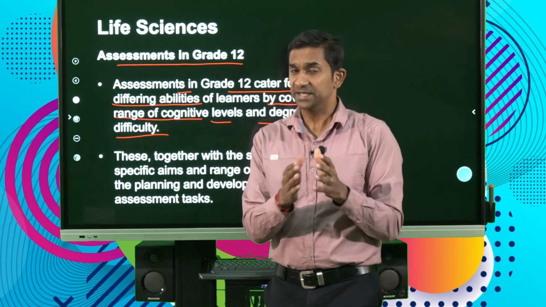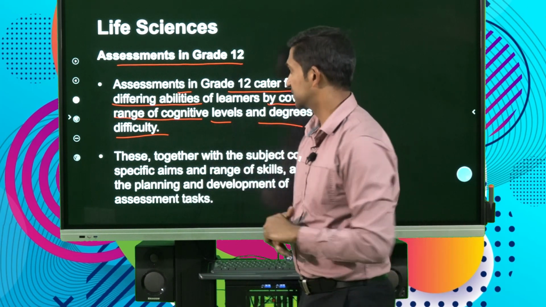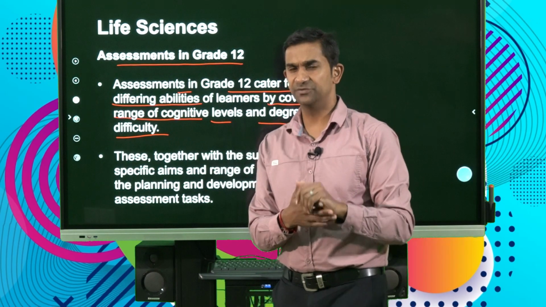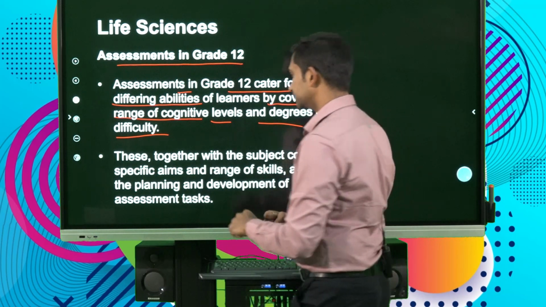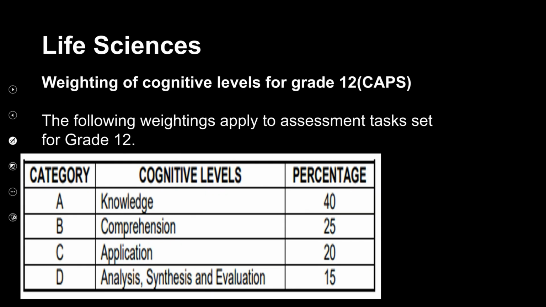So the exam is set carefully to consider the different cognitive levels. It also covers a different level of difficulty, where you've got questions in the first part of your exam being the easier ones, and as you get into the structure of the paper, you find that the level of difficulty becomes much more challenging. These, together with subject content, specific aims, and a range of skills, are used in planning and developing the assessment task.